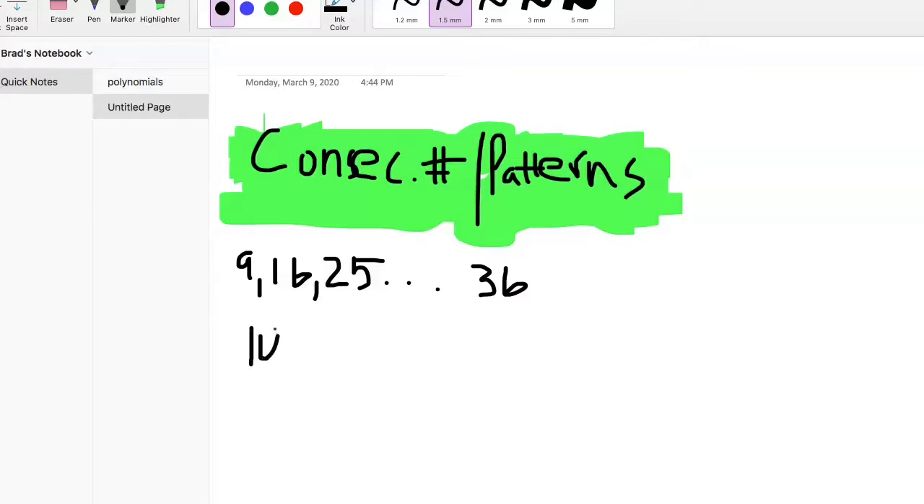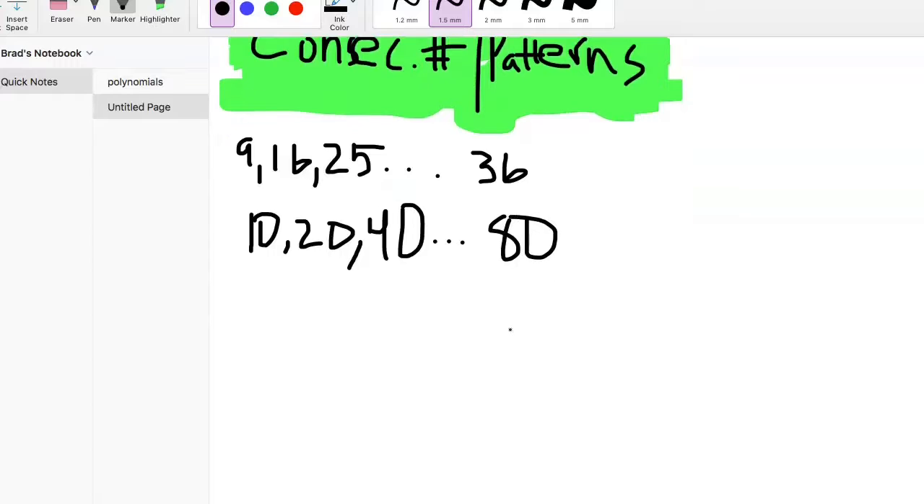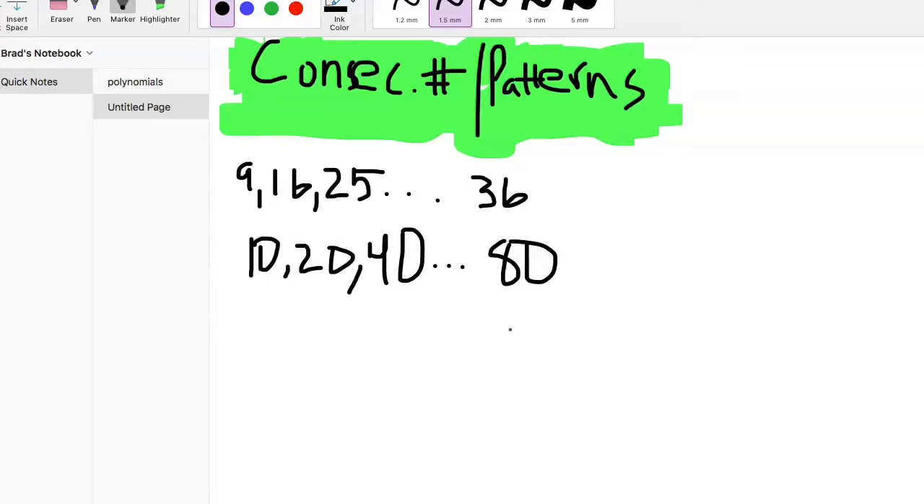See if you can figure this one out. If we have 10, 20, 40. See if you can see that pattern, right? So in this pattern, what we have is doubling. So 10 times 2 is 20. 20 times 2 is 40. So what's the next number going to be? 40 times 2, 80. Yeah? Okay, no problem. So this one was double.